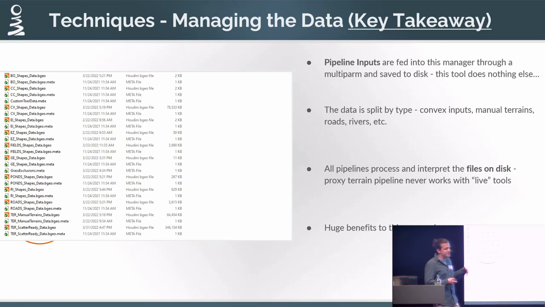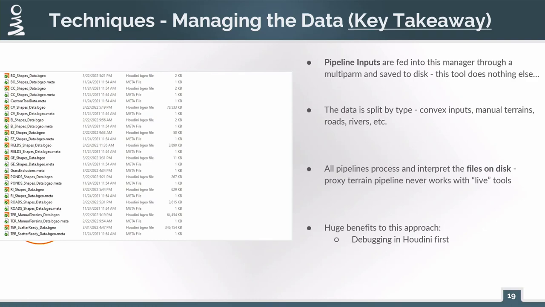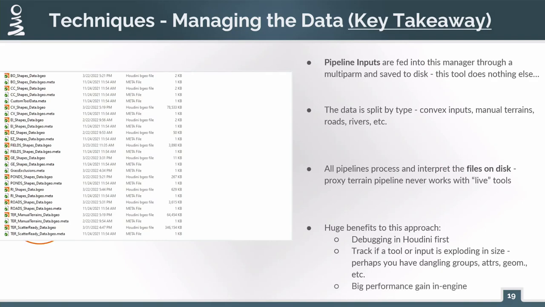And the reason I'm showing that is because some of the huge benefits of this approach is that you can debug everything in Houdini. I don't know if you've opened debug sessions into the engines, and that's a bit of a pain. At least I found it to be a bit of a pain. You can track if a tool type is exploding in size, perhaps because you're not cleaning up all the parameters or groups. Yeah, you're working a bit messy, so this is a nice way to find out what's going on. And of course, there was a big performance gain in engine for the user working, because once you start putting 20 roads and rivers, and you move a river, you have to basically recook the entire thing, which is not very nice.